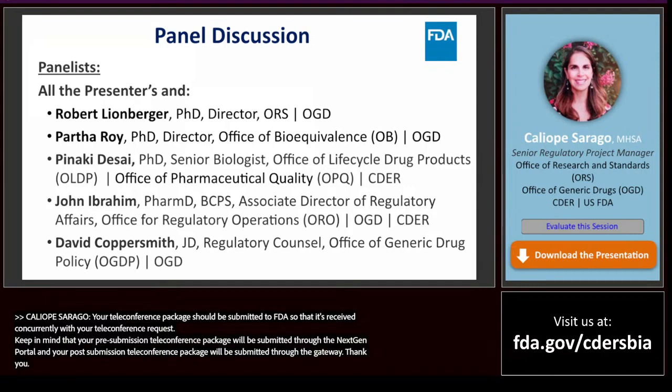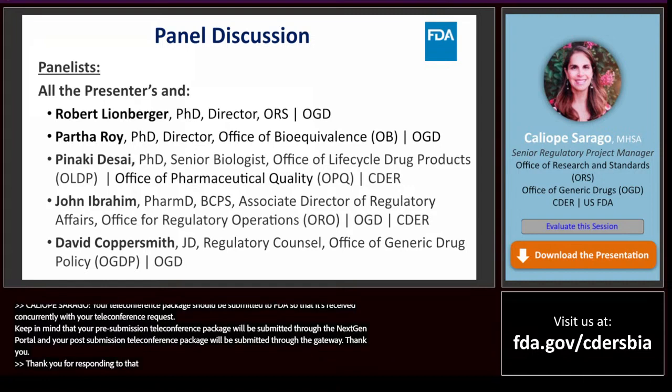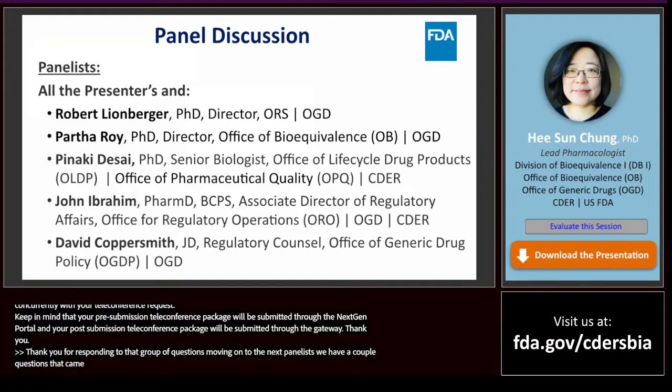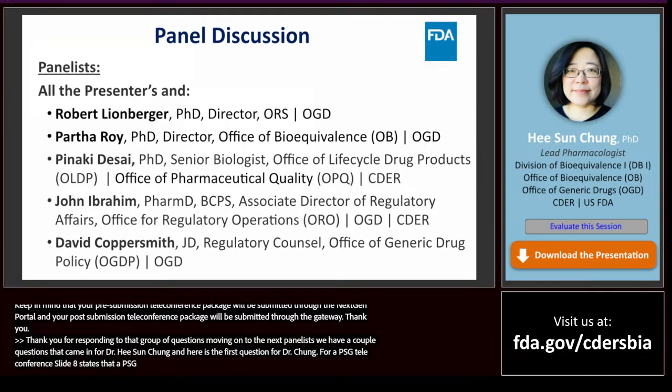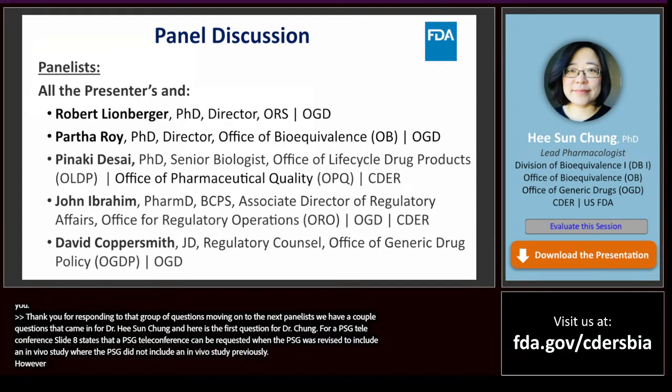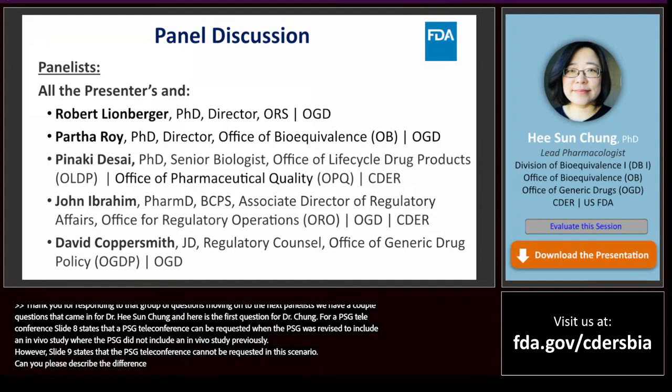Thank you for responding to that group of questions. Moving on to our next panelist, we've got a couple of questions that came in for Dr. Hee-Sun Chung. And here is the first question for Dr. Chung. For a PSG teleconference, slide 8 states that a PSG teleconference can be requested when the PSG was revised to include an in vivo study where the PSG did not include an in vivo study previously. However, slide 9 states that a PSG teleconference cannot be requested in this scenario. Can you please describe the differences between these two scenarios?